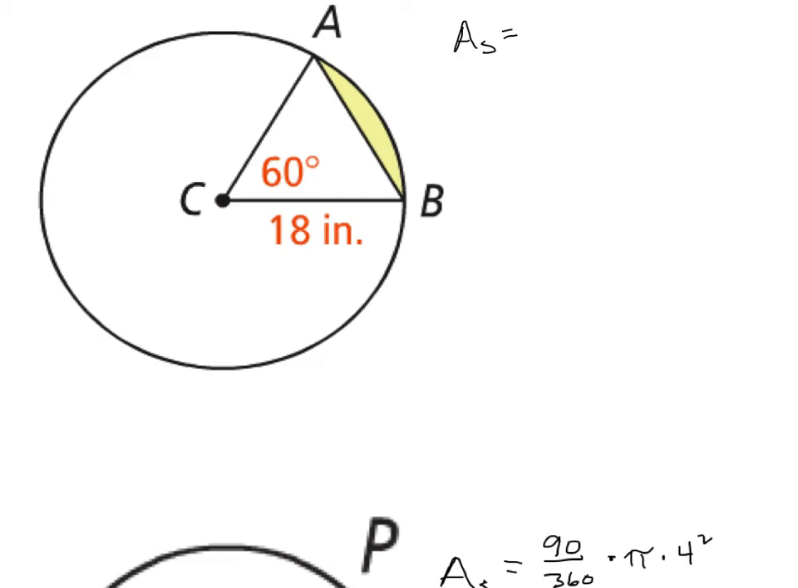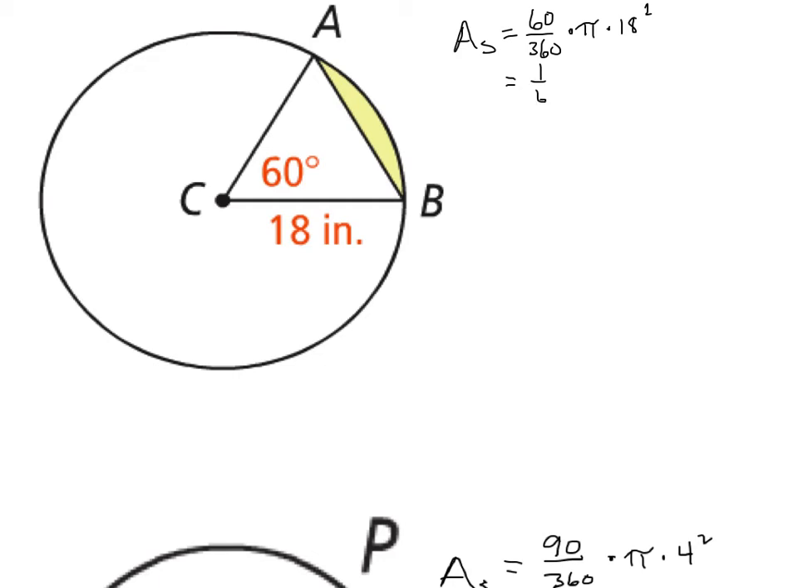Again, area of the sector, the degrees is from A to B. The arc AB is 60 degrees. So it's 60 divided by 360 times pi times the radius, in this case 18 squared. Okay? 60 divided by 360 is 1/6.